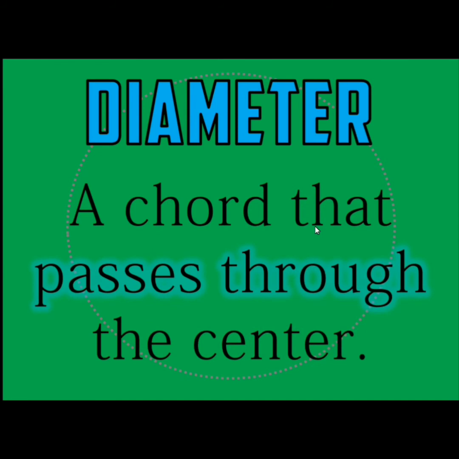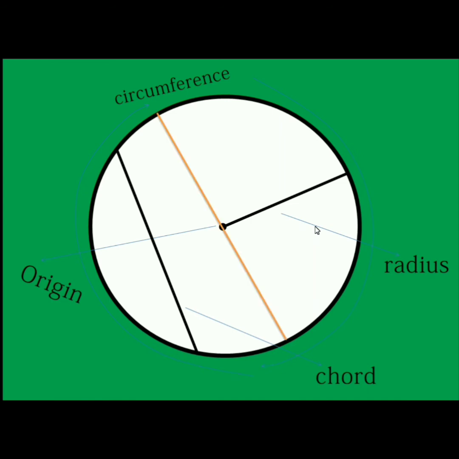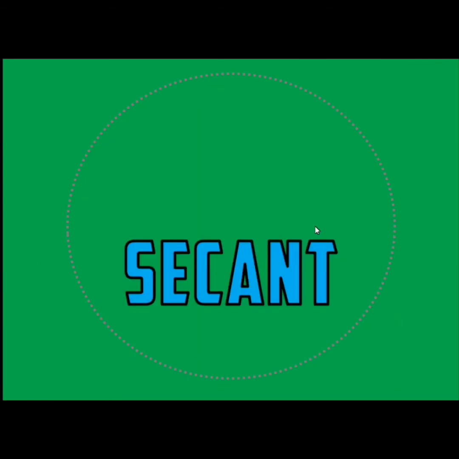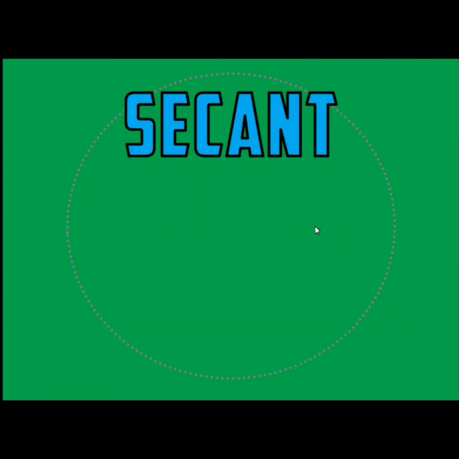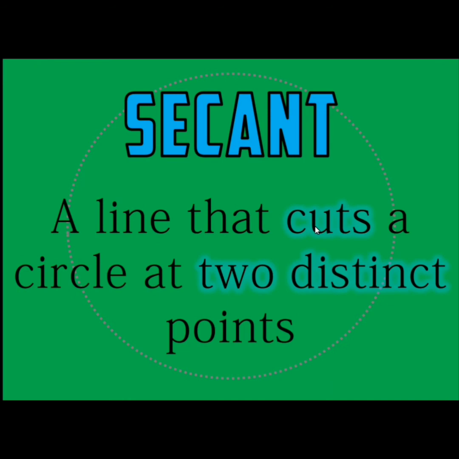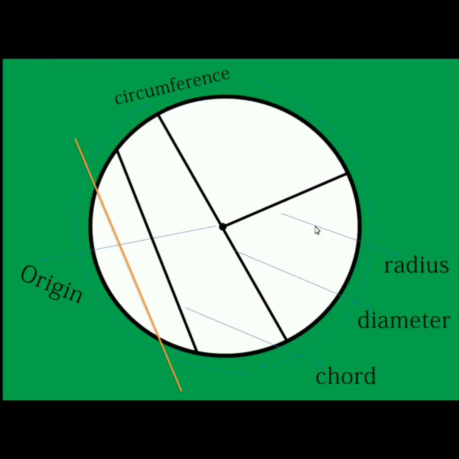Diameter, a chord that passes through the center. Since a diameter consists of 2 radii joining at their endpoints, every diameter has length equal to twice the radius. This is the diameter. Secant, a line that cuts a circle at 2 distinct points.